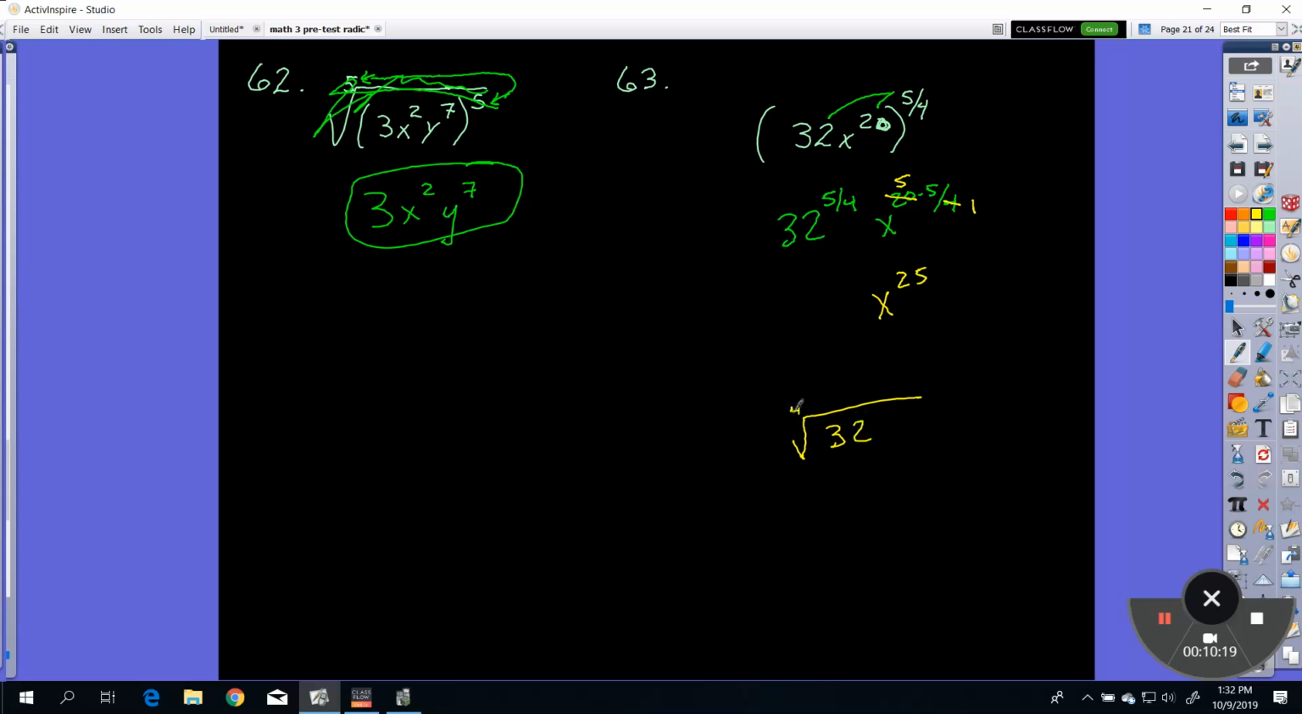32, fourth root of 5. So this is 8 times 4, 4 times 2, 2 and 2, 2 and 2. So this 5 out here, though, means I have 5 of these groups. So really what I have is 2 times 2 times 2 times 2 times 2, written out 5 times.